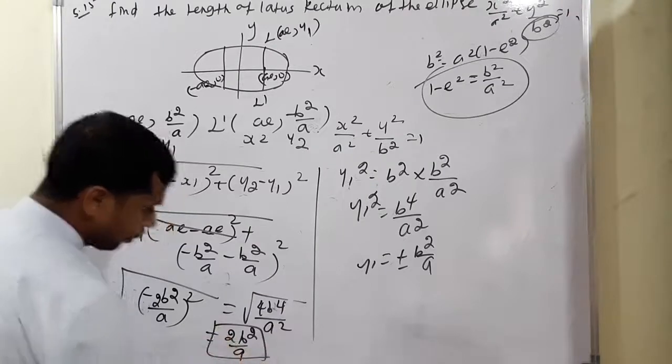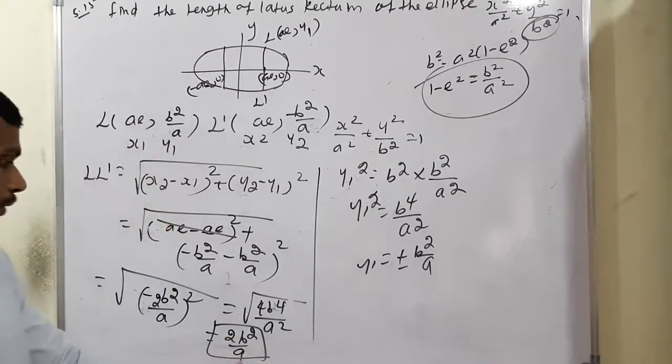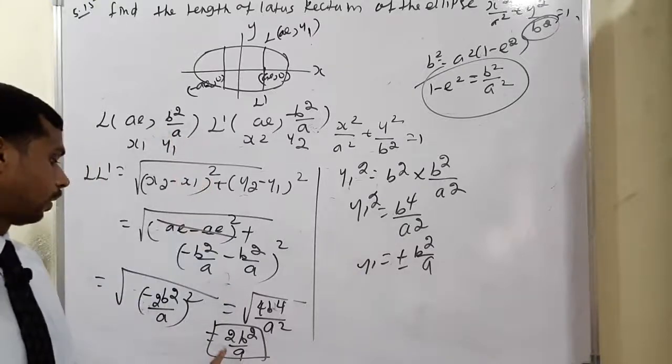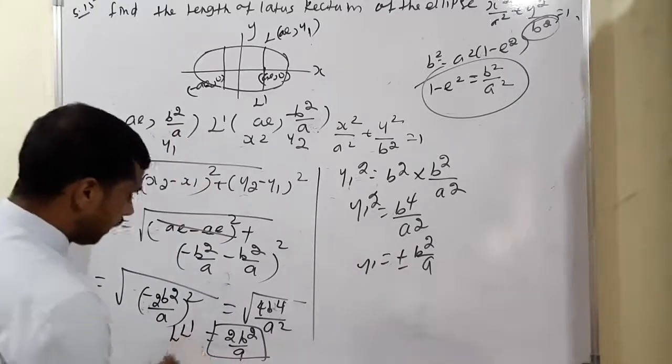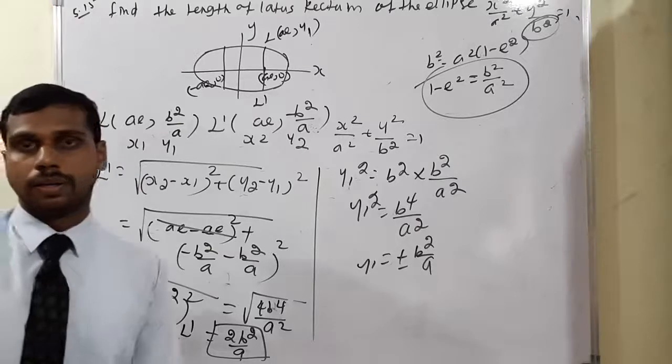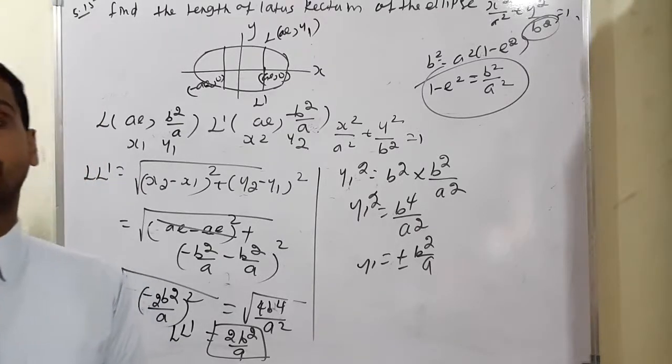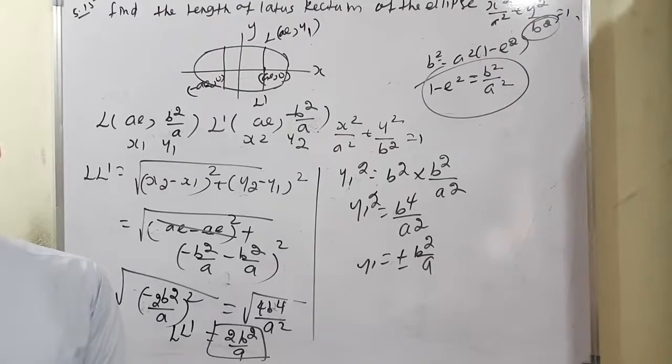Already I told you the length of latus rectum means 2b square by a, we proved it also, okay. Find the length of latus rectum, that is L dash is equal to 2b square by a, okay. So please listen, my dear students, if you have any doubt please put it in the comment box, I am ready to clarify your doubt, okay.